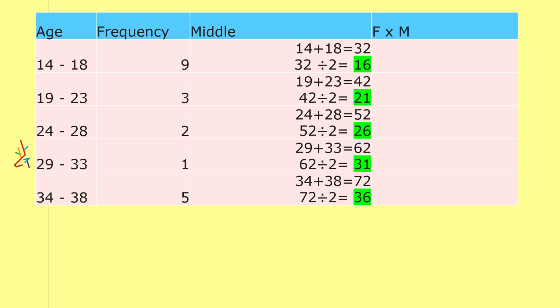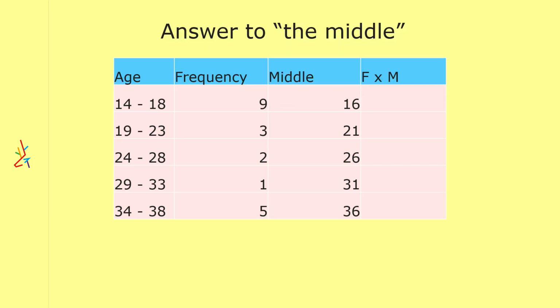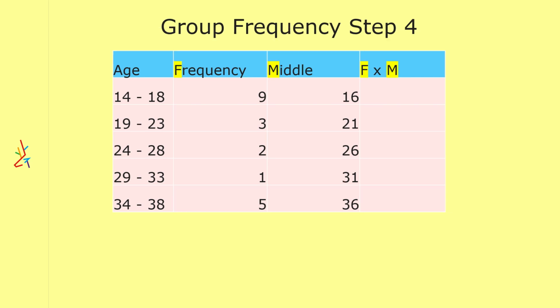This example contains a lot of numbers, but basically concentrate on the ones in green. That's the workings out, or that's the answer to the workings out. So we just did 14 plus 18 equals 32. 32 divided by 2 equals 16. Once you've done all those workings out, you'll have a table that looks like this. That means you've got the answers to the middle column. You've done that.